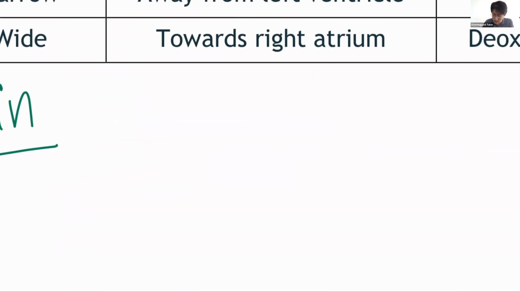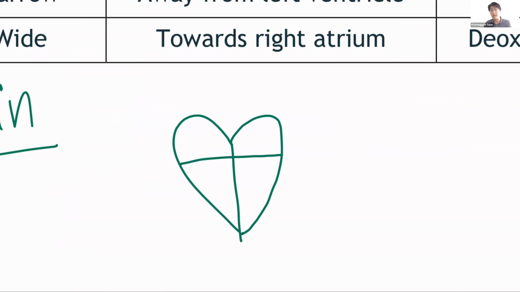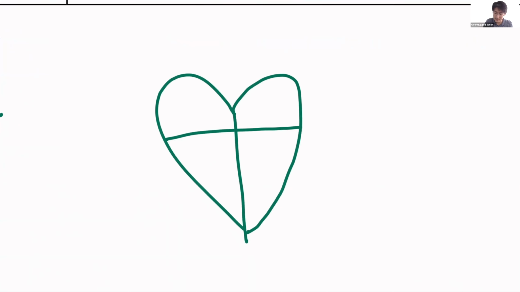Okay, so if I would draw again my very anatomically correct heart, I have four chambers over here. Okay, Ife, help me to identify the chambers, please. 1, 2, 3, 4. Come, let's go. Well done. Okay, wow. All right, well done, Ife.